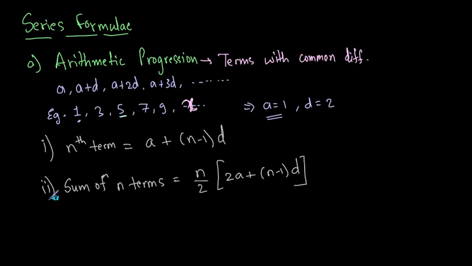If you want the sum of n terms which are in an arithmetic progression, the formula is n divided by 2, whole multiplied by (2a + (n − 1)d). So you have to learn these formulas by heart in order to solve problems based on arithmetic progression.